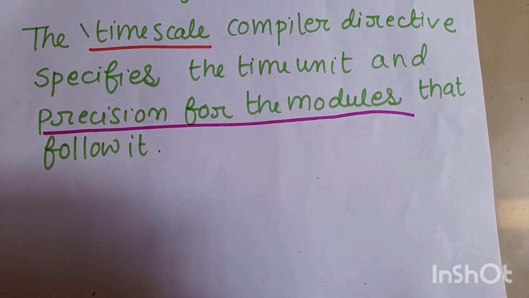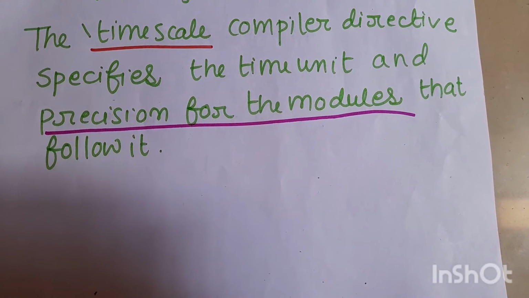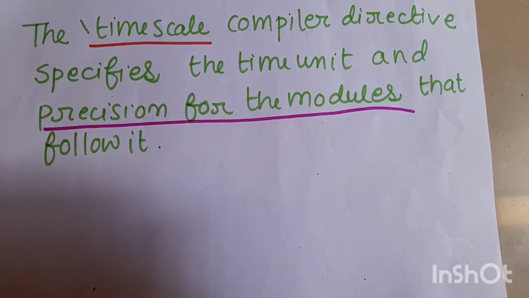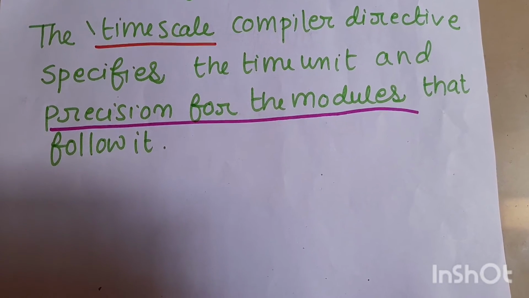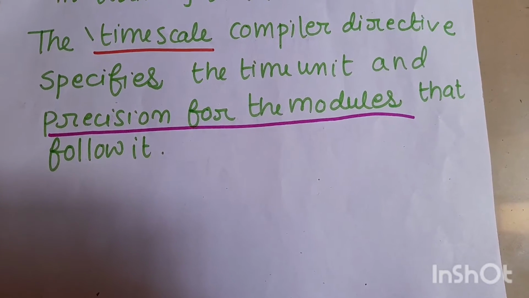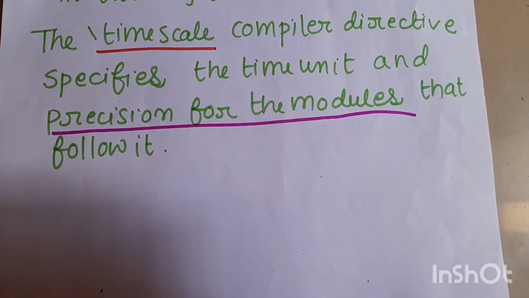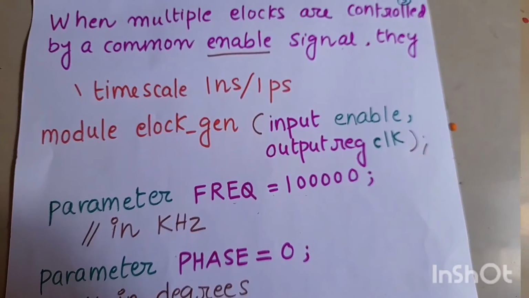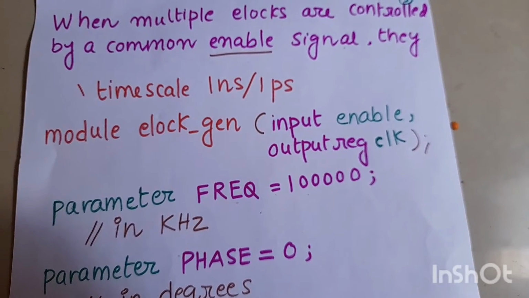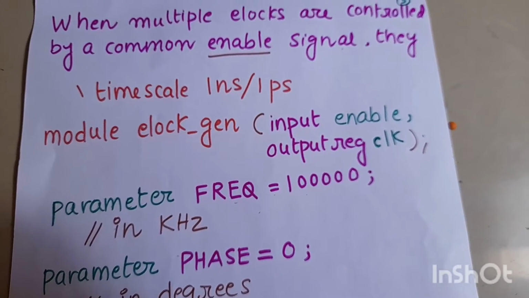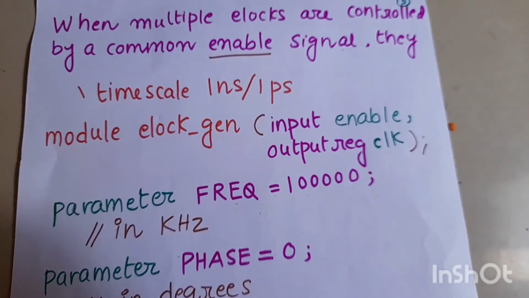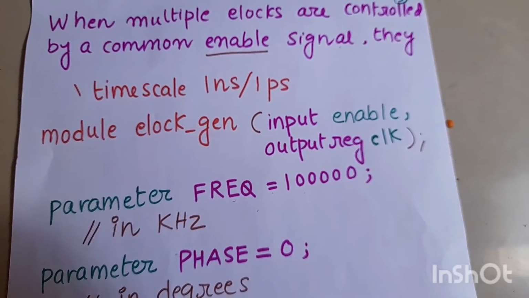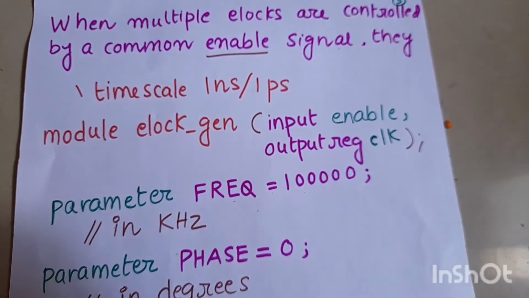The tick time scale compiler directive specifies the time unit and precision for the modules that follow it. So हम कंपाइलर डायरेक्टिव टिक टाइम स्केल जो यूज़ करते हैं वो हमें बताता है टाइम यूनिट और प्रिसीशन, जिससे जो मॉड्यूल हम वेरीलॉग में लिखेंगे वे वर्क करेंगे. क्लॉक जेन मैं आपको डिस्क्राइब करूँगी, where we will have the enable signal as the input. Okay, and via this enable signal, we are going to generate multiple clocks from a single clock.